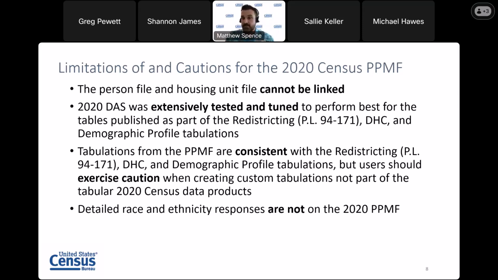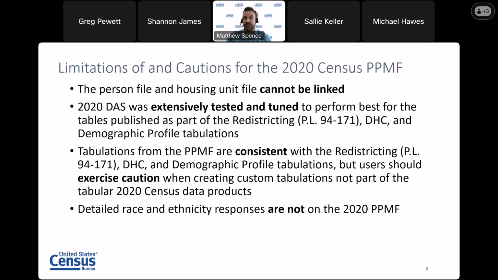You can do that calculation using the PPMF, but we strongly caution that you should exercise caution when creating those custom tabulations, because again, the DAS was not tuned for that. There may be large inaccuracies due to the noise infusion, and those numbers have not been reviewed for demographic reasonableness.